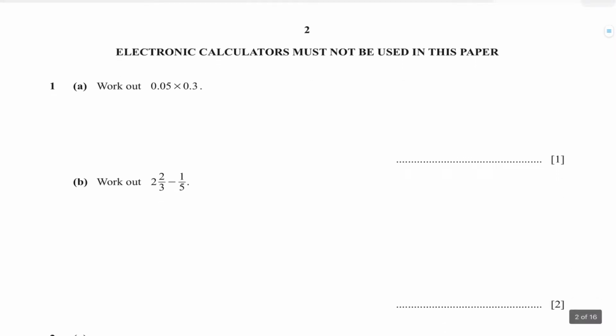So we have question number 1, part A, which says work out 0.05 times 3. Now, as you all know, whenever we're multiplying decimals, we ignore the decimal for the time being and just take the values into consideration. So we're going to work out what 5 times 3 is, and the answer to that is 15. Now we need to decide where to place the decimal, and we're going to do that by counting the number of decimal places that we have. So in total we have 3 decimal places, 2 in the first and 1 in the second. So we're going to move the decimal 3 places backwards. So 1, 2, 3. So the answer is 0.15.